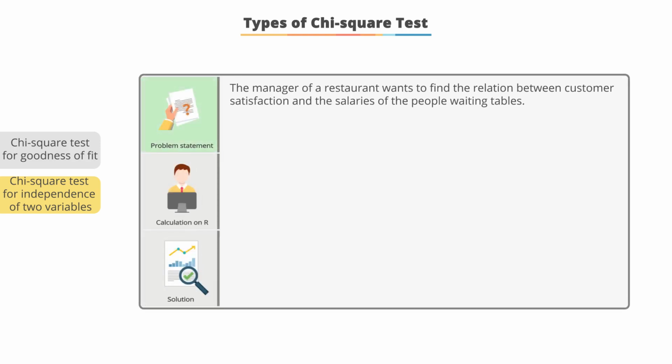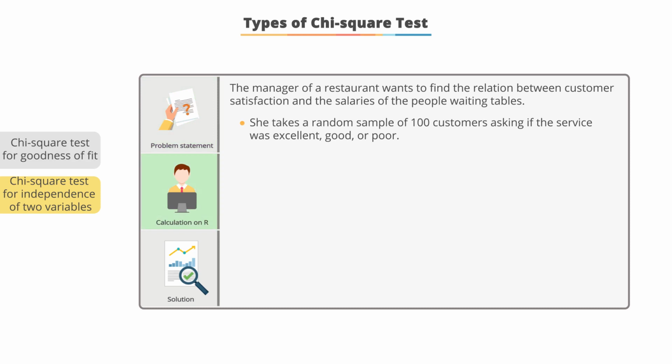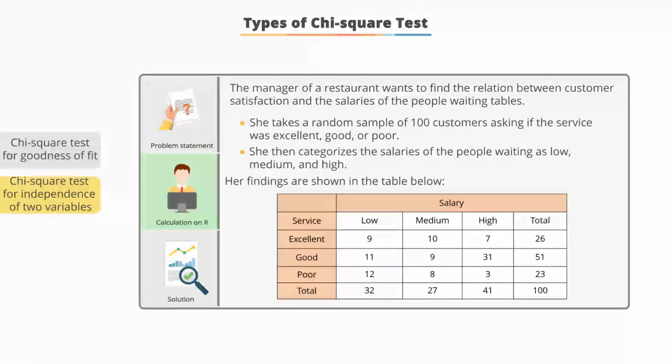The manager of a restaurant wants to find the relationship between customer satisfaction and the salaries of the people waiting tables. So she takes a random sample of 100 customers, asking each of them if the service was excellent, good, or poor. And she then categorizes the salaries of the people waiting as low, medium, and high. Her findings are shown in this table below. So you can see, overall, the majority of people say that service was good, a quarter say it was excellent, a quarter say it was poor. And the salaries of people overall showed 32, 27, 41.